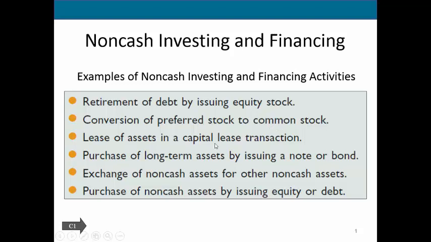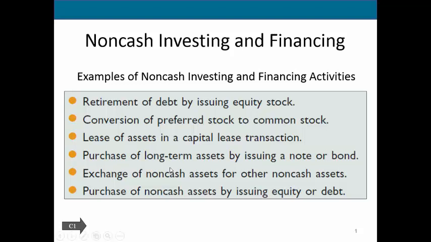If we lease assets in a capital lease transaction, this would be if we're leasing or renting an asset rather than paying for it with cash. If we purchase a long-term asset, instead of leasing it, we're actually purchasing it, but we're not paying cash. We're issuing a note or some type of bond. We're issuing a liability. Again, we're getting an asset, but there's no cash changing hands.